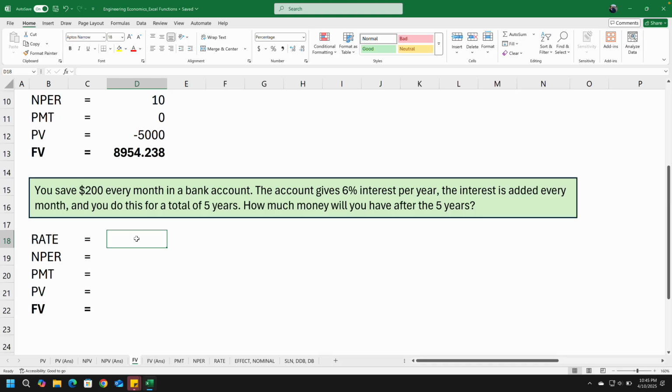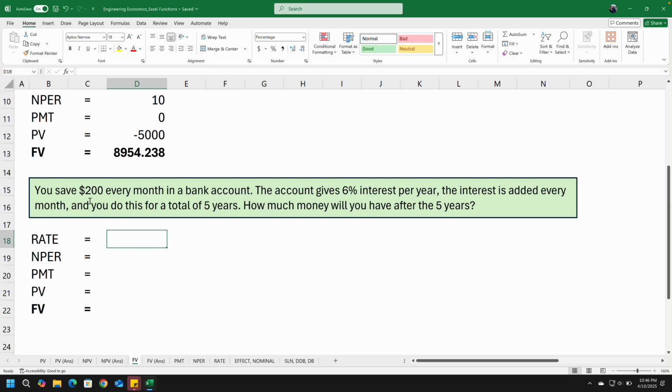So you save $200 every month in a bank account. The account gives 6% interest per year. The interest is added every month, and you do this for a total of 5 years. How much money will you have after the 5 years? This is simply just, so you're putting in $200 into your bank account every month. Now that money earns interest every single month, and you want to find out how much you will have in 5 years, given all the interest you accumulate, right? So let's start off by filling in all the blanks like previously.